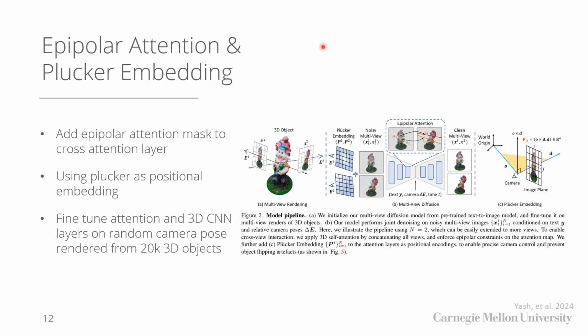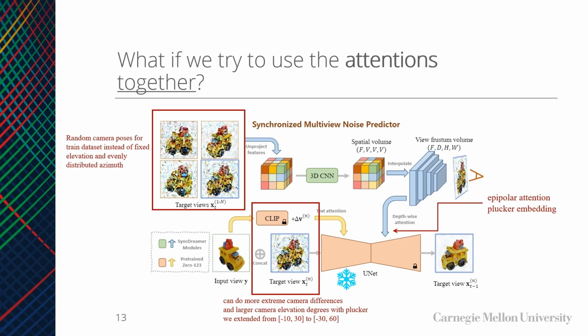Our approach is using epipolar attention and Plücker embedding as a positional embedding. Epipolar attention is used to mask the attention for each corresponding feature to the epipolar line pixels, so it only attends to pixels along that epipolar line between different target views. And Plücker embedding is used to attend only to the same ray direction of the other views. So the front face of the doll only attends to the front face of the doll in this image. We fine-tune these new attention networks along with our 3D CNN attention from SyncDreamer on the 20,000-object version of the changes we made.